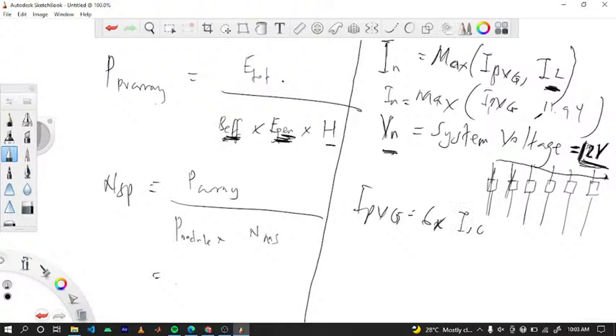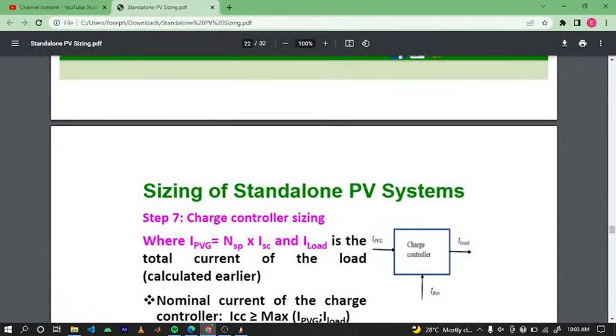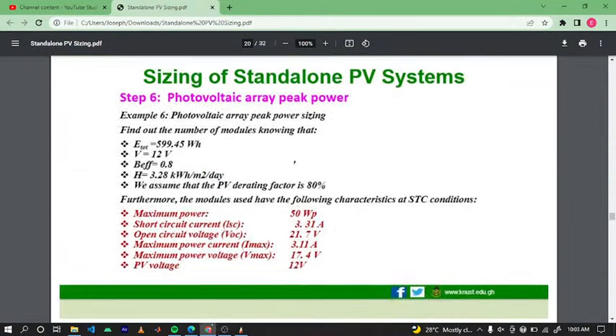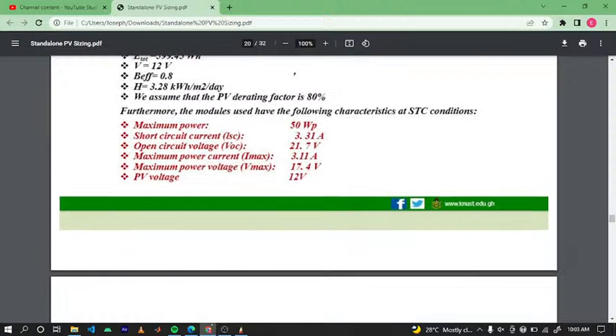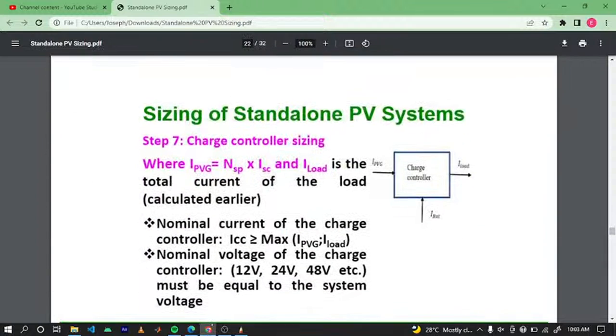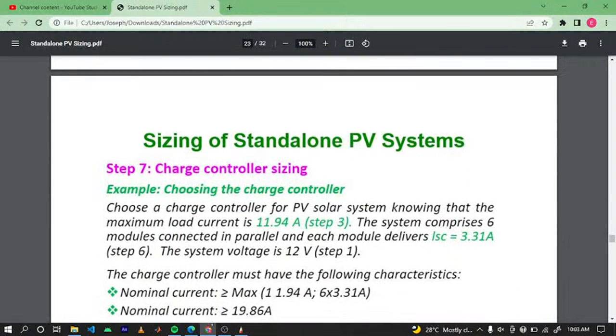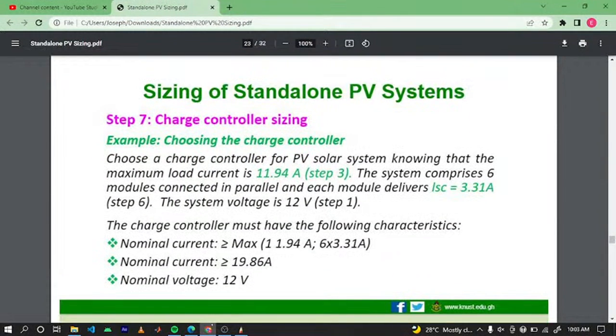That's the short circuit current, and that short circuit current is given on the data sheet. So it's here. So six times the short circuit current, that'll give you 19.8. If you check, 19.8 against 11.94, the largest is 19.8. We use that.